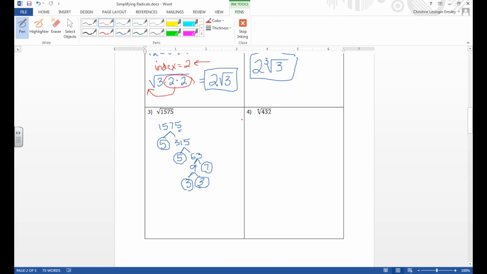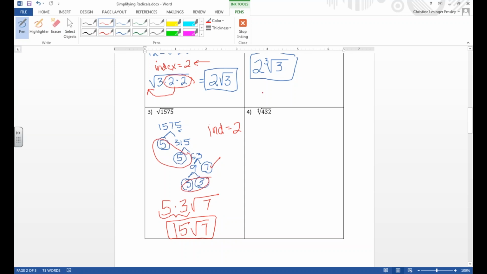For this one, again, no index, so that means that it is 2. It's a square root. That means we're looking for pairs of values. Here's a pair of 5s, so 5 gets to come outside of the radical. Here's a pair of 3s, so 3 gets to come outside of the radical. 7 is all by itself, so 7 has to stay inside the radical. And then this is where we have to take that final step 4. We didn't have to do this in the last two problems, but we want to simplify this. Those two numbers that get pulled outside of the radical get multiplied together. So our final answer is 15 times the square root of 7.